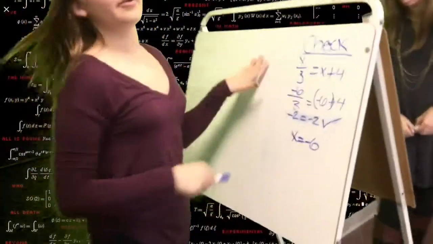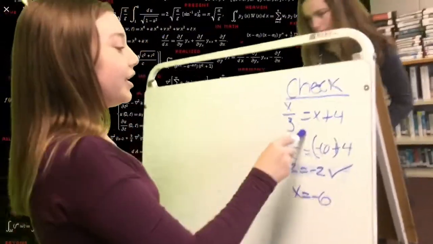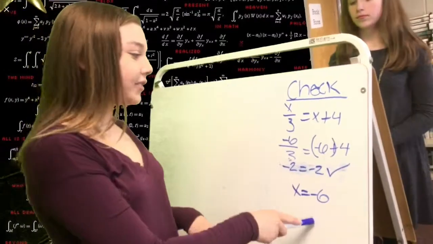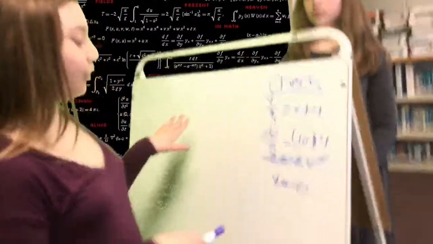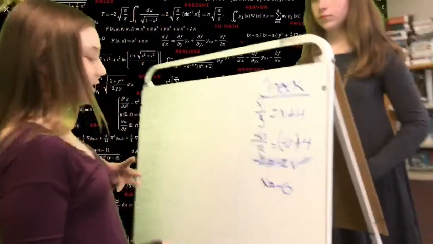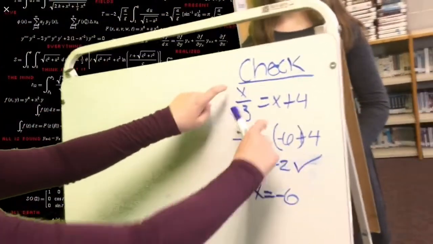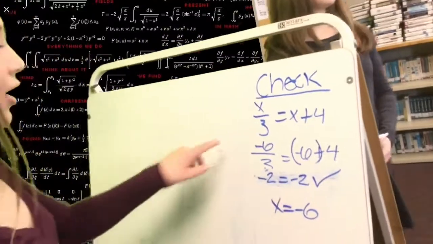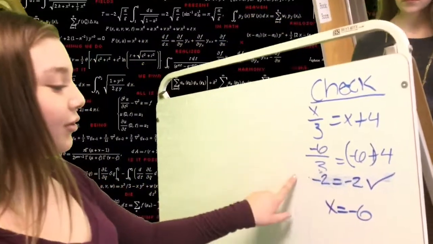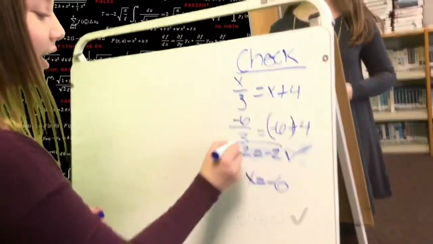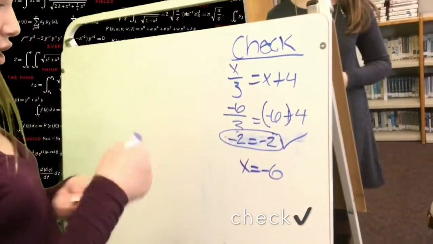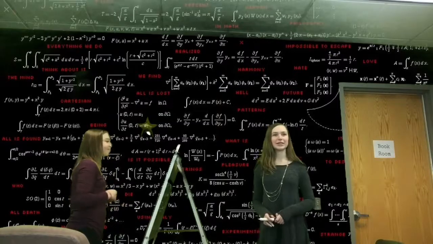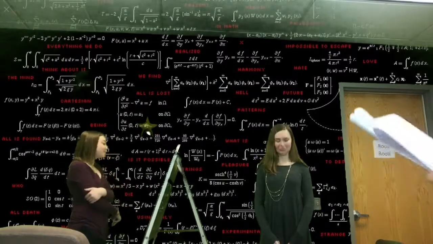Sure. So the equation was x over 3 equals x plus 4, and x equals negative 6. So you want to substitute x with negative 6. You fill in negative 6 here, and so negative 6 plus 4 equals negative 2. Negative 6 divided by 3 equals negative 2. And since negative 2 equals negative 2, negative 6 is our answer. Sorry, Hadley, but she hit it before you, so she gets the point.